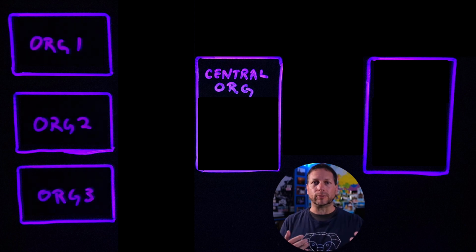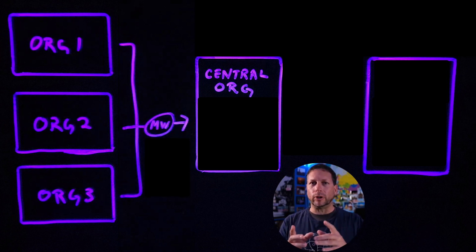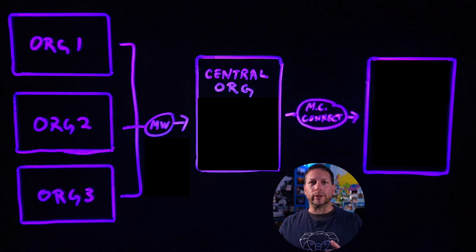This approach involves setting up a central Salesforce org to use as a pass-through for all of your contact data from all of your other Salesforce orgs. You would use a middleware tool to connect those orgs to your central org, and then use the single org connector to send your contacts from that org to Marketing Cloud.